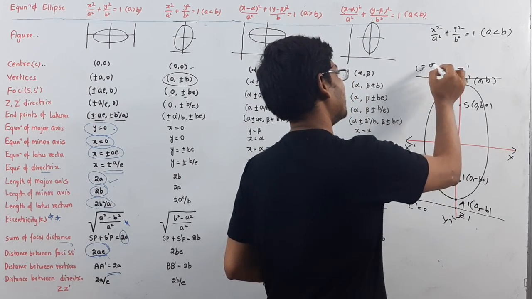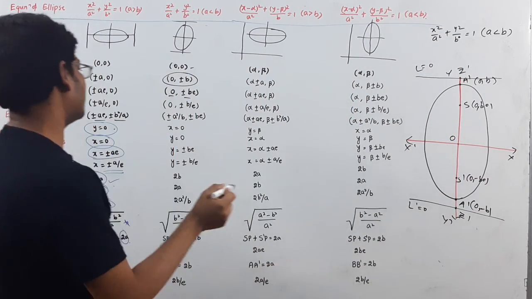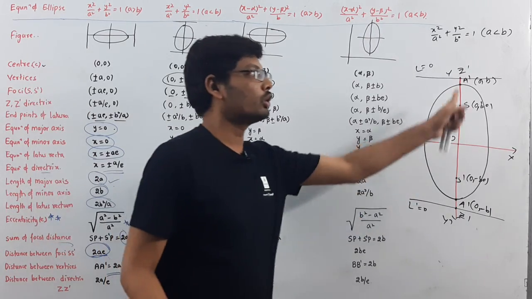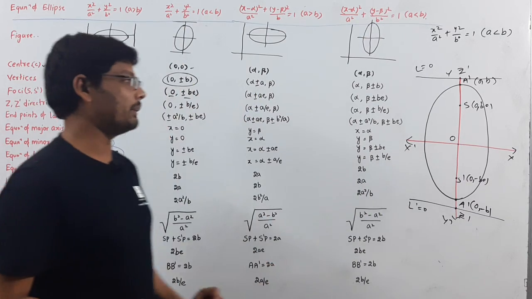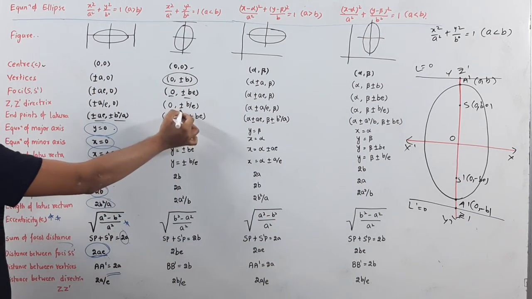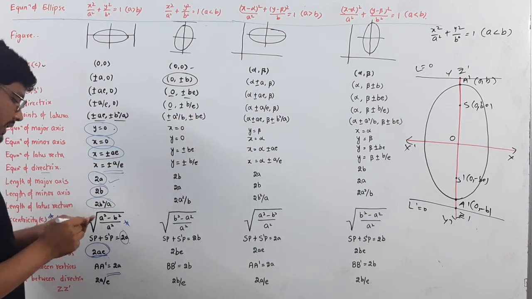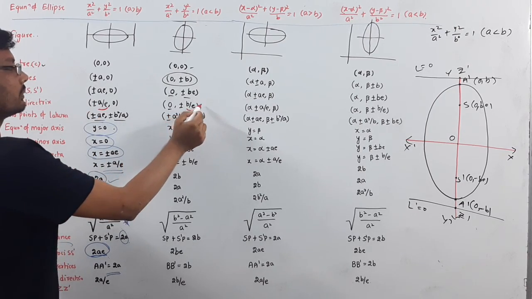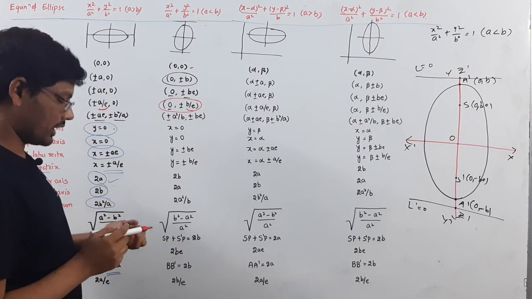This line is L equal to 0 here. And the points of intersection of the major axis with the two directrices of an ellipse are 0, plus or minus B by E. This is an important point here.